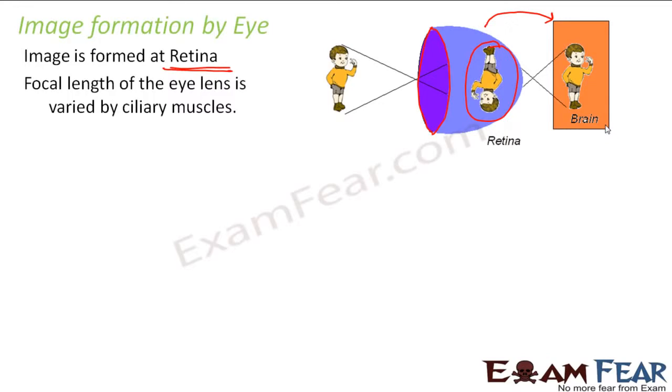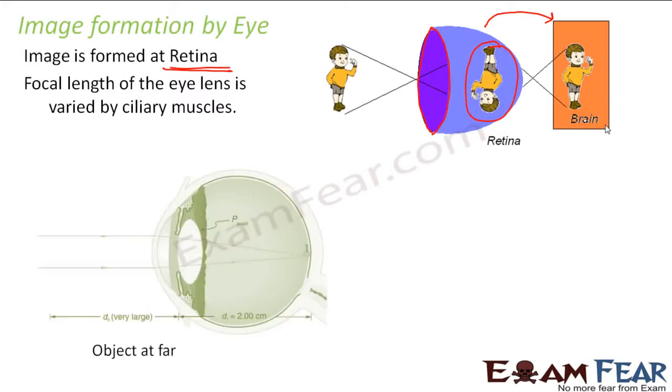Now, as I mentioned before also, the focal length of the eye lens is varied by ciliary muscles. So ciliary muscles play a very important role in image formation, or in the functioning of the eye. If the ciliary muscles are not working properly, or if the flexibility of the ciliary muscles decreases, then the functioning of the eye also gets affected.